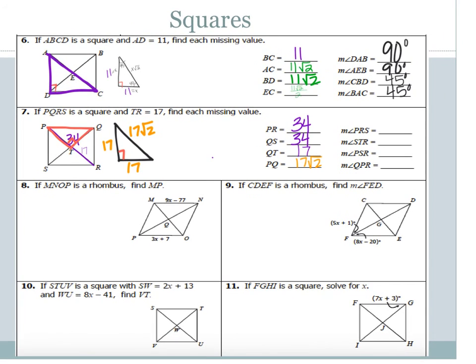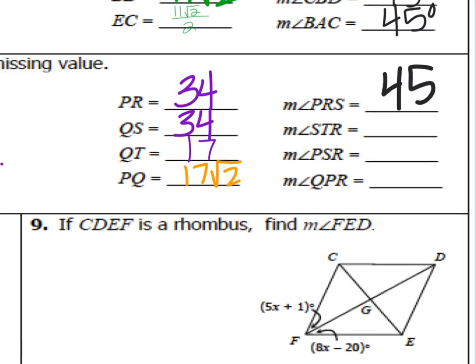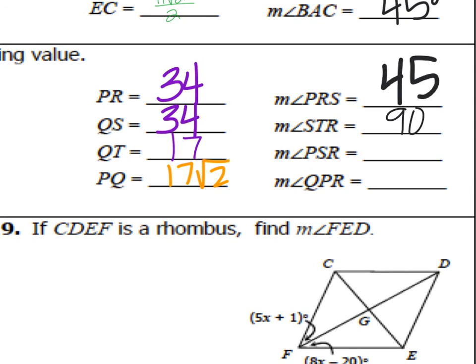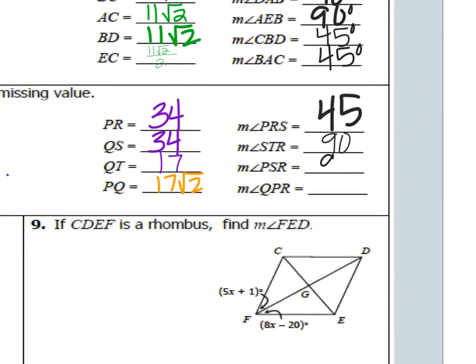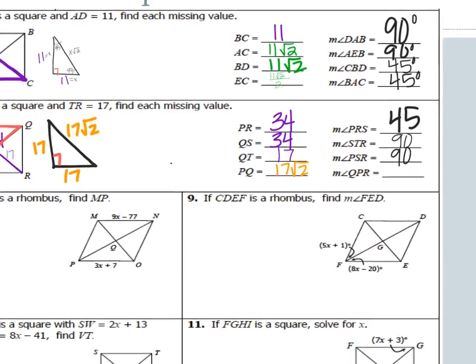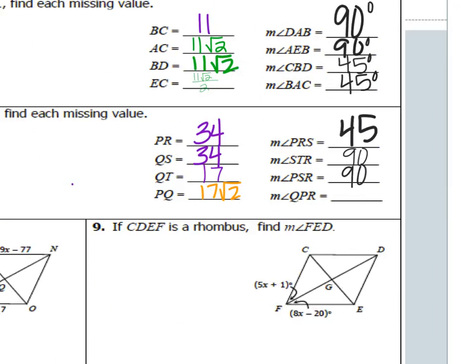And our angles are almost all going to be the same as the last one because they're either going to be 45-degree angles or they're going to be 90-degree angles. So PRS, 45, STR, 90, PSR is also 90, and QPR is 45.